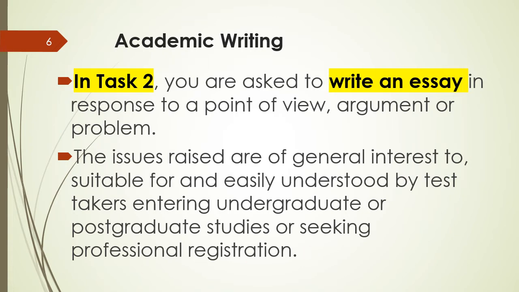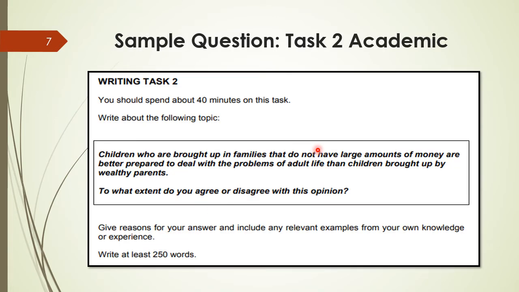Let us have a look at a sample question, task 2. This is one of the questions from past papers. So it would be something like that. You should spend 40 minutes on this task, and whenever it says you should spend 40 minutes or you should spend 20 minutes, I would suggest you spend 5 minutes on planning. Planning is extremely important. Without planning, your writing would not be organized, coherent and cohesive. It wouldn't be flowing like a stream. So planning is very, very important.